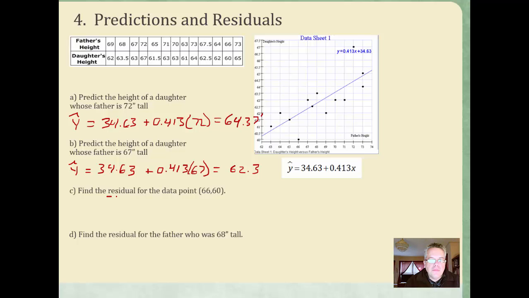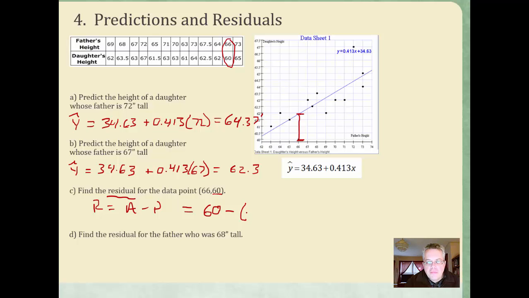Here's another typical question. Find the residual for a data point. So the data point we're going to find a residual for is this one right here. And the residual is the difference between the predicted value and the actual value. Actually in the opposite order, actual value minus predicted. So residual is actual value minus predicted. The actual value is in the table right here. For a father who's 66 inches tall, the girl will be about 60 inches tall. So that's the actual value from the data. When I talk about actual value, I'm talking about from the data. Now, the predicted value is from the equation. So we have to calculate that.